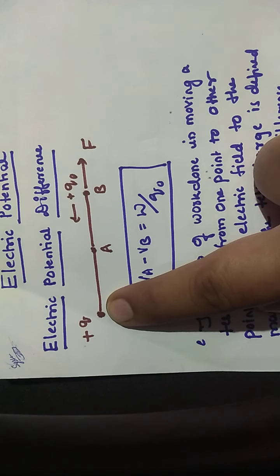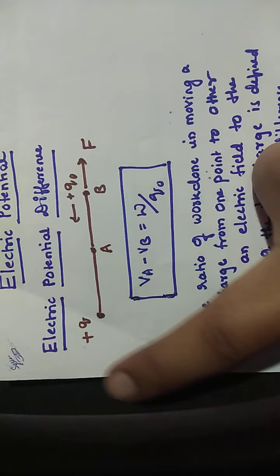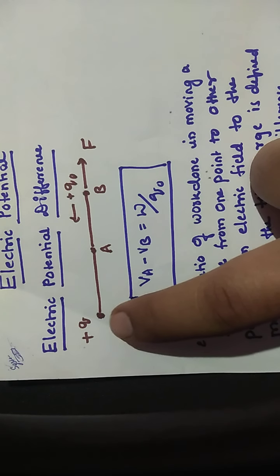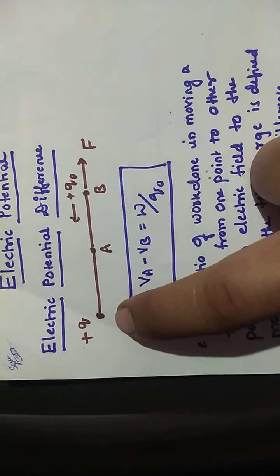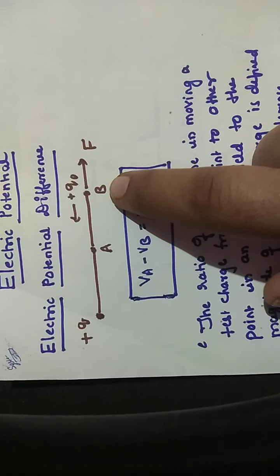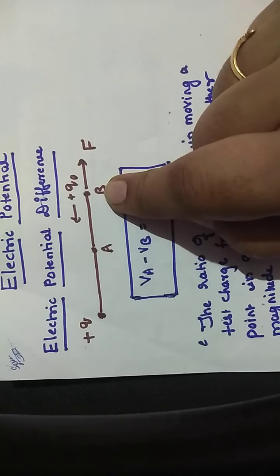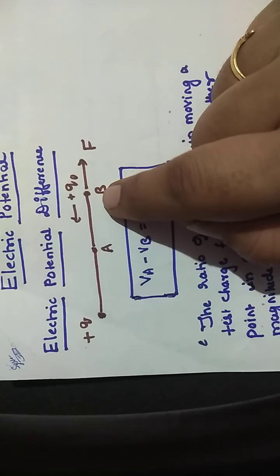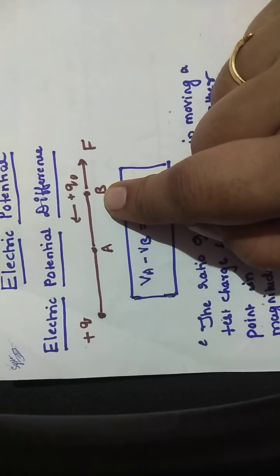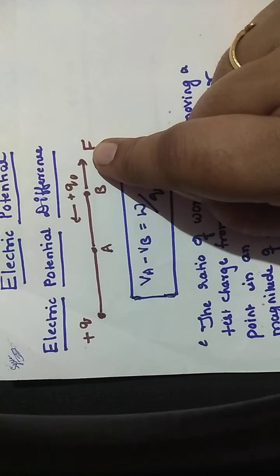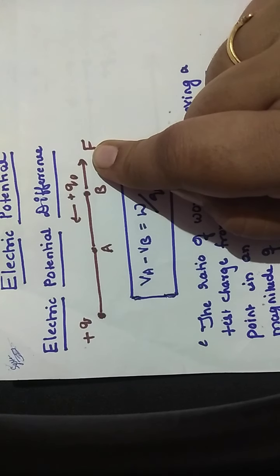Let us consider a point positive charge plus Q. Around this charge a field will get created, an electric field. Let us consider another charge which is positive Q naught at point B. This charge Q naught is called a test charge and it experiences a force in this direction because we all know that like charges repel each other.